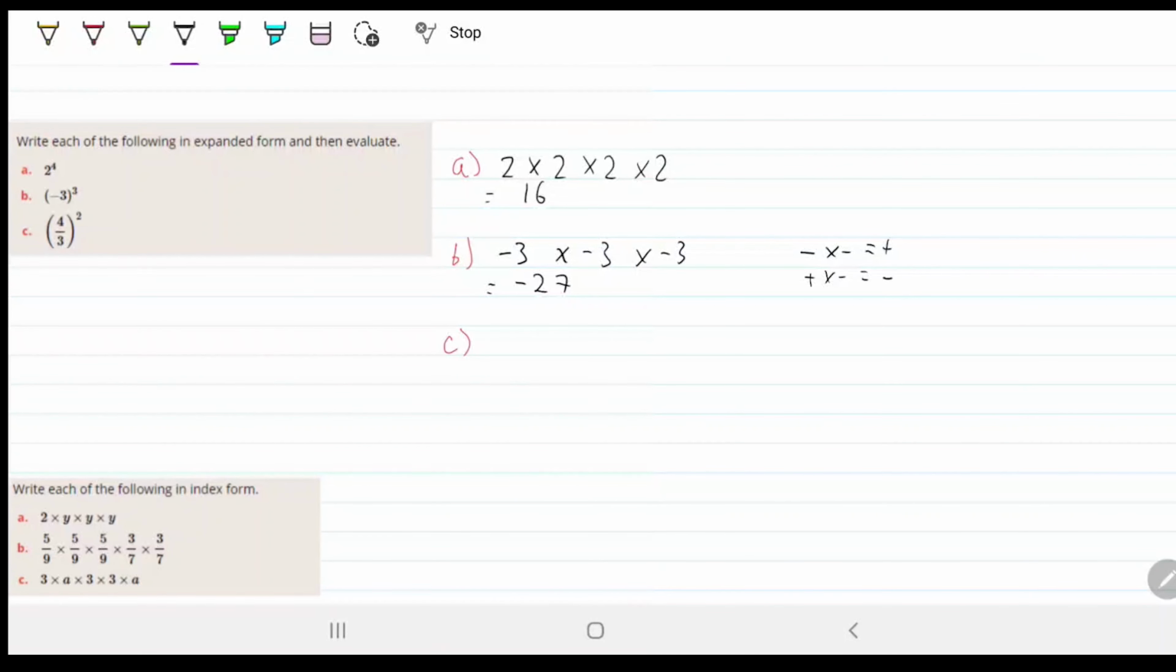Let's have an example of C. So 4 over 3 to the power of 2 is the same thing as saying 4 over 3 multiplied by 4 over 3. Which should give us 16 over 9.